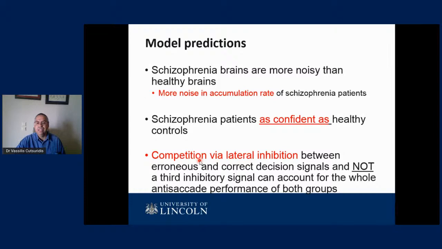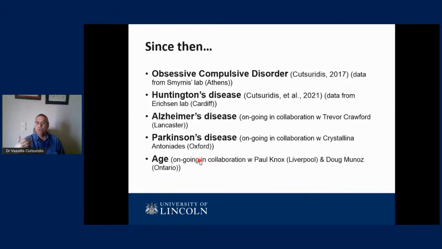Now, since then, we have done a lot of other work. I've collaborated with a number of different labs. As I said, I'm a computational neuroscientist, but a model without data has no meaning. So usually I collaborate with different experimental groups, which provide me with the data, then I generate the models and try to see whether the model can generate a similar type of response as the data. So I've modeled obsessive compulsive disorder and how those patients behave in the anti-saccade task. That was published in 2017.